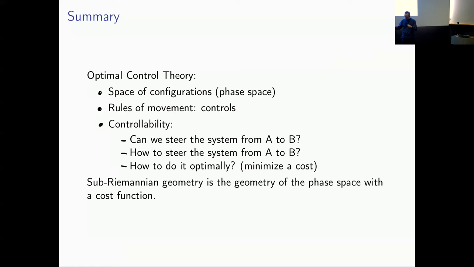So the number of controls is smaller than the degrees of freedom. And then what we check, usually using Lie brackets, is the controllability of the system. So even though we have fewer controls, we can still steer the system from A to B.